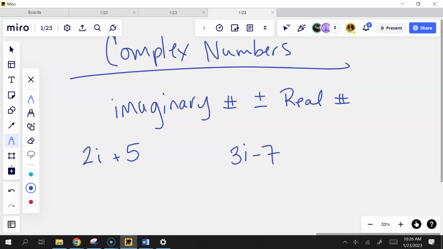Give me another example of a complex number. 5i. You are correct. Let's go. Is that a complex number? No. Why? Because it doesn't have anything in it. It doesn't have the real number part, right? It's got to have both.